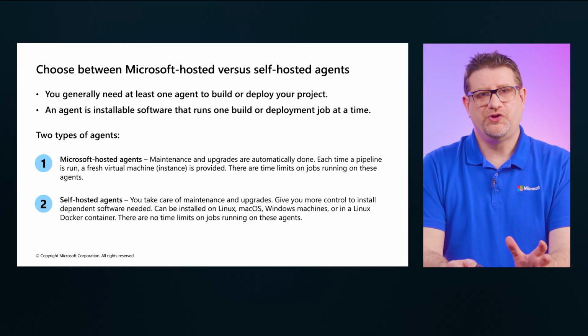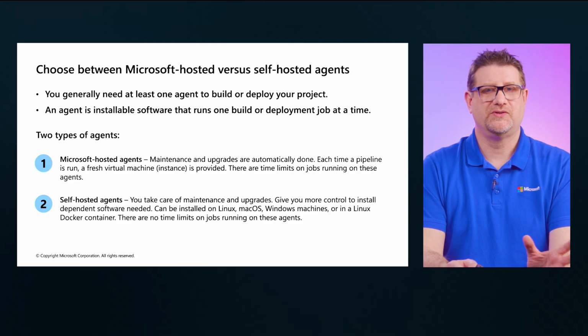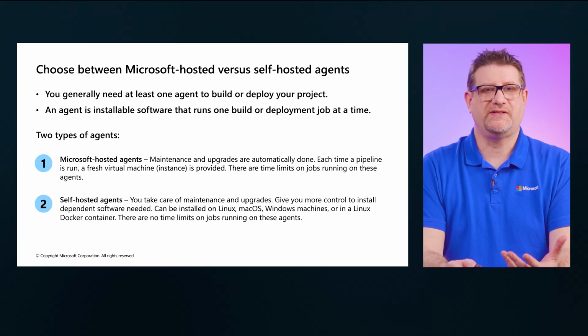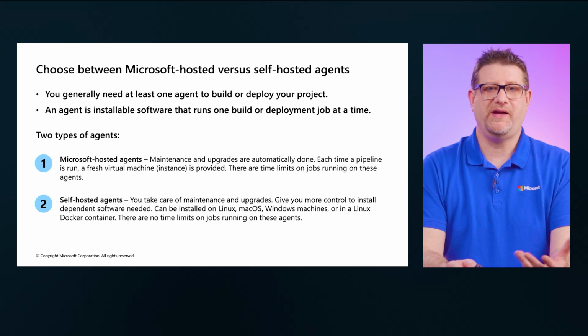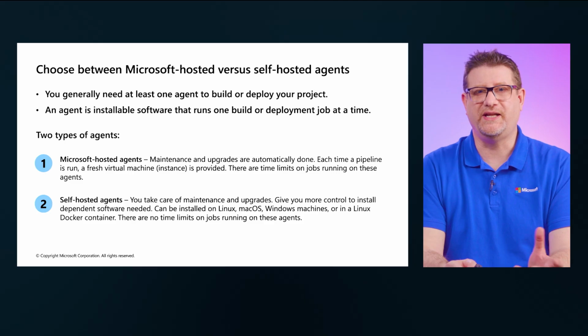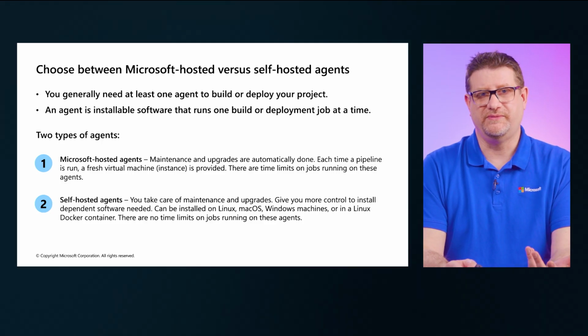Let's look at the two main types of agents we can use in Azure Pipelines: Microsoft hosted and self-hosted. So Microsoft hosted agents are the easy button. Microsoft takes care of all the maintenance and upgrades for you. Every time you run a pipeline, you get a fresh virtual machine, so you don't have to worry about cleaning it up after previous jobs or keeping the software up to date. The trade-off is that there are time limits on how long your jobs can run.